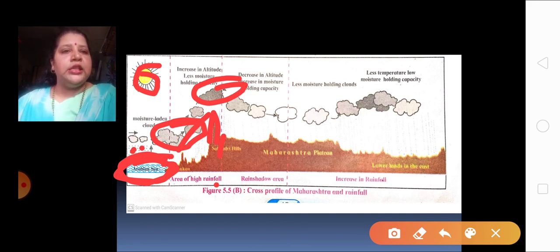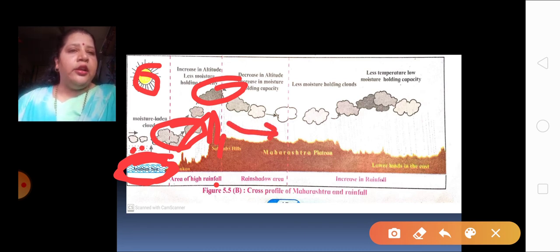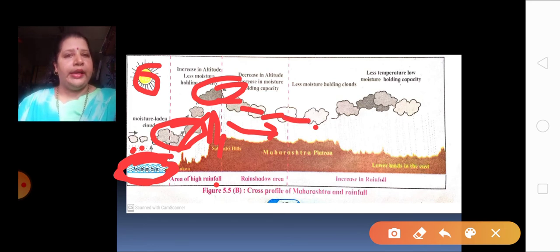Now if you see these clouds, they are becoming lighter and lighter in color. You can see this dark grey cloud has become light grey. Then it has become white, and it keeps becoming whiter. This shows that the clouds are becoming empty. The moisture is becoming less and less in them.